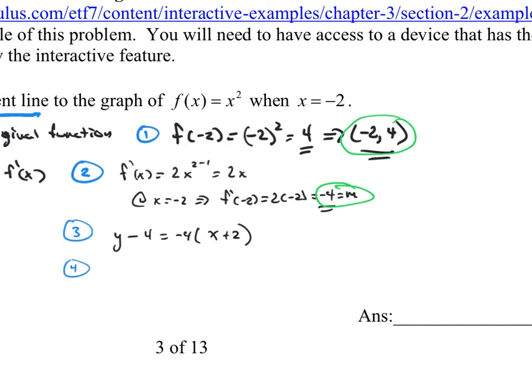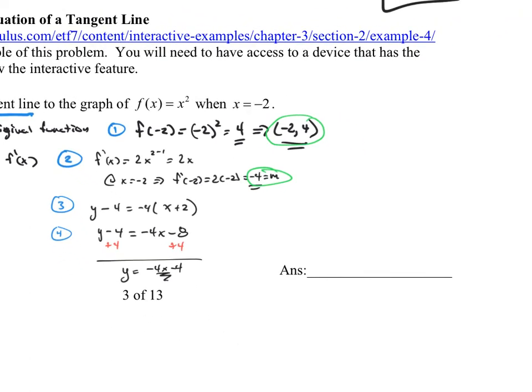When I distribute that negative 4, on the left I still have y minus 4. Negative 4 times x is negative 4x, and negative 4 times 2 would be minus 8. And then I add 4 to both sides so I can solve for y. When I do that, I end up with y equals negative 4x minus 4. So what's the equation of the tangent line of the graph of f of x equals x squared when x equals negative 2? The answer is y equals negative 4x minus 4.